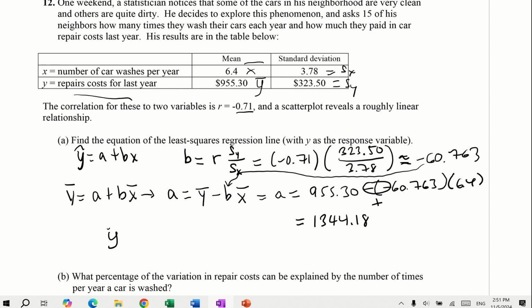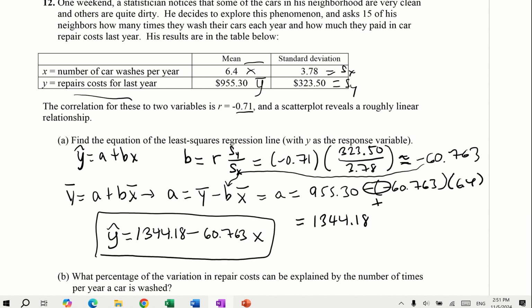So all you got to do at this point is plug a and b into the y hat equation. So y hat equals a, plus, now b is negative, so I'm going to put minus 60.763x. And there's your a plus bx. And there it is. That's all you had to do. Just plug in the numbers that you had.